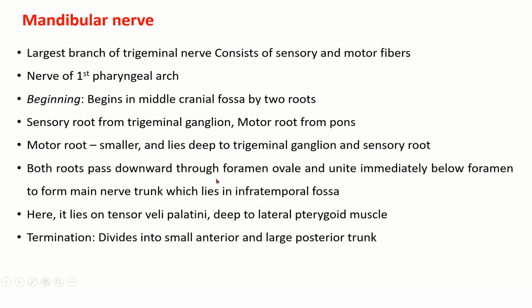Both roots pass downward through the foramen ovale and unite immediately below the foramen to form the main nerve trunk, which lies in the infratemporal fossa. Here it lies on tensor veli palatini, deep to the lateral pterygoid muscle. At its termination it divides into a small anterior and a large posterior trunk.